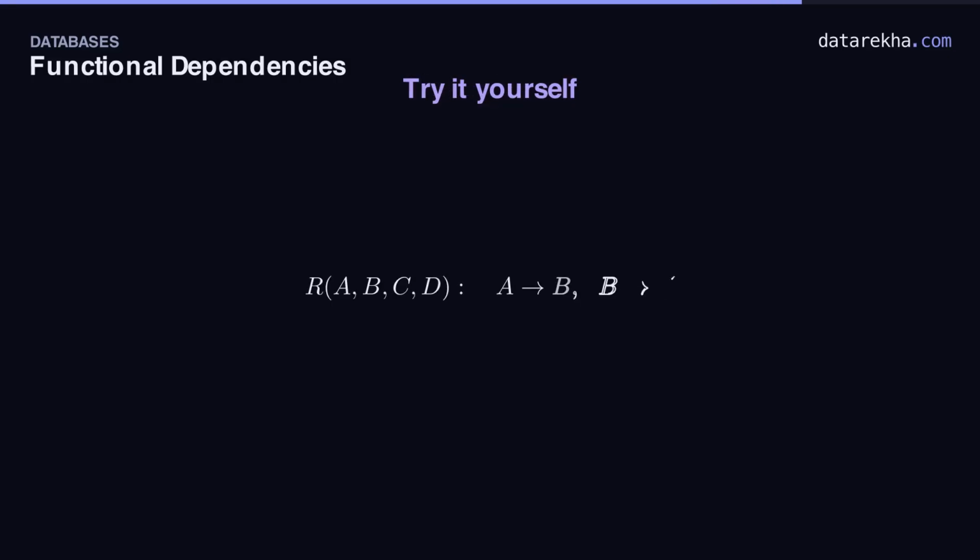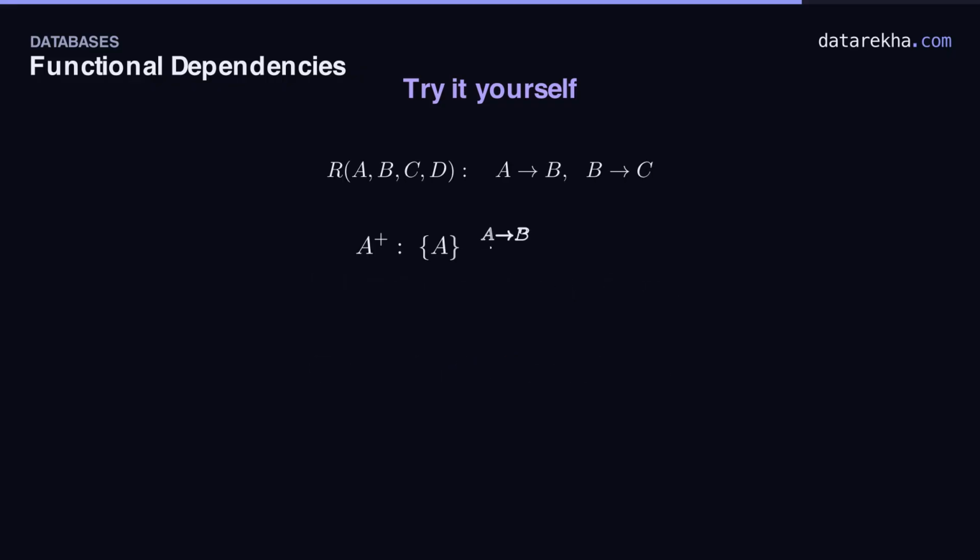Your turn. 4 columns, A through D, and 2 dependencies. A gives B and B gives C. Pause the video and compute the closure for yourself. I'll wait. Here's the walkthrough.